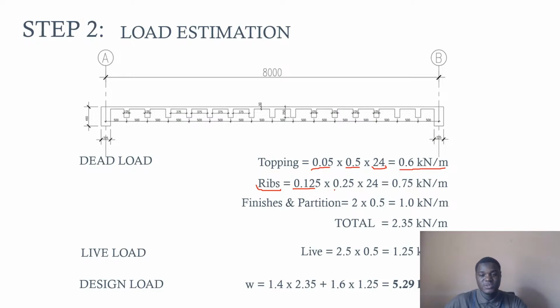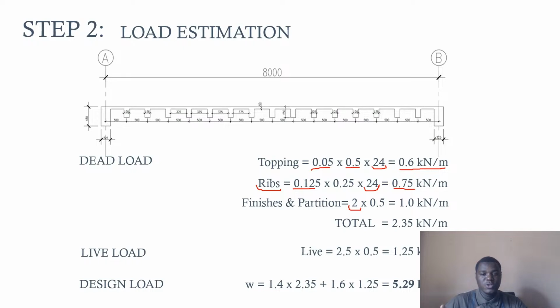250, which is the depth, is 0.25, and then multiply by the density of concrete, because the rib is made of concrete, reinforced concrete. So at the end of the day, we have 0.75 kilonewton per meter. And then we have the finishes and partitions. For finishes and partitions, generally we assume, as design engineers, 2 kilonewton per meter square for finishes and partition across the slab.